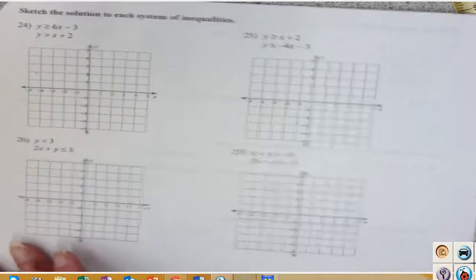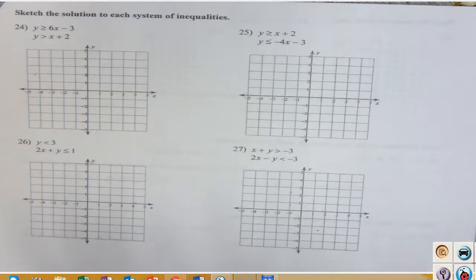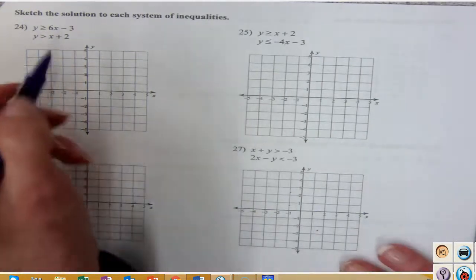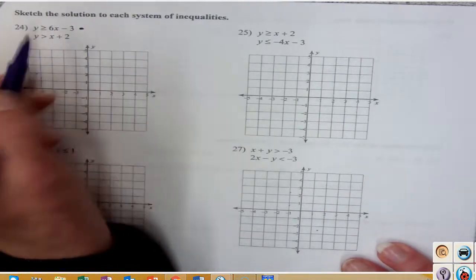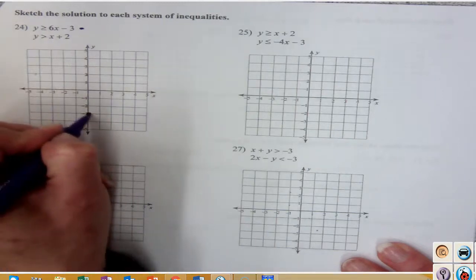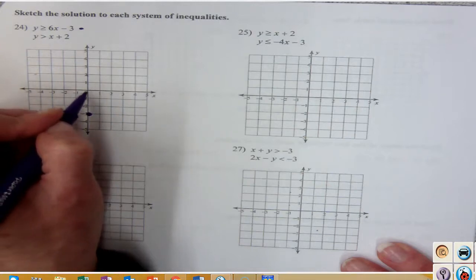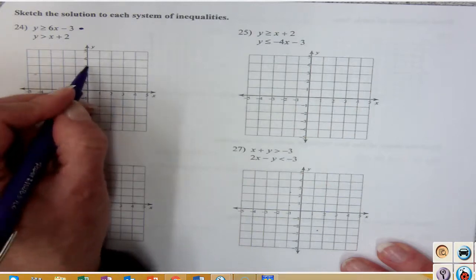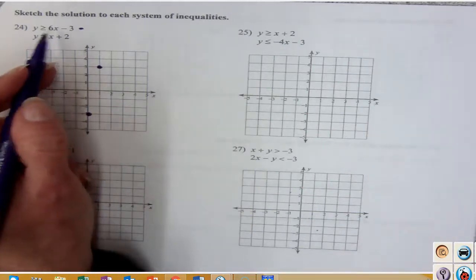Okay, number 24. So now we have inequalities. We're going to sketch and shade and figure out what is the common shaded portion of these solutions. So the first one, I'm going to do in purple. My y-intercept is negative 3. My slope is 6, so I'll go up 6. 1, 2, 3, 4, 5, 6 is my rise. Positive 1 is my run, and positive gives me a positive slope.